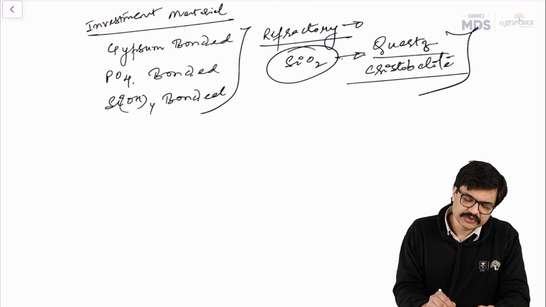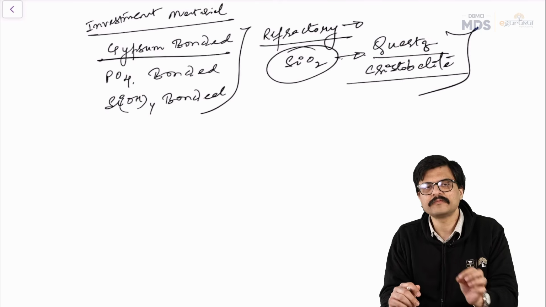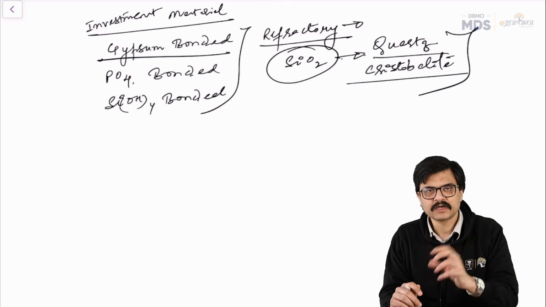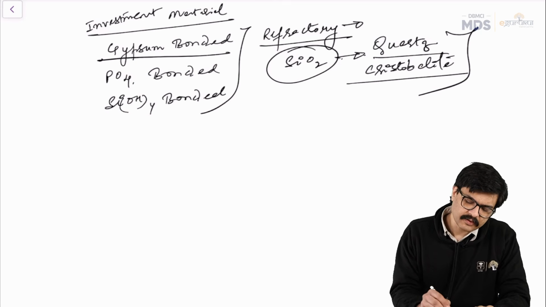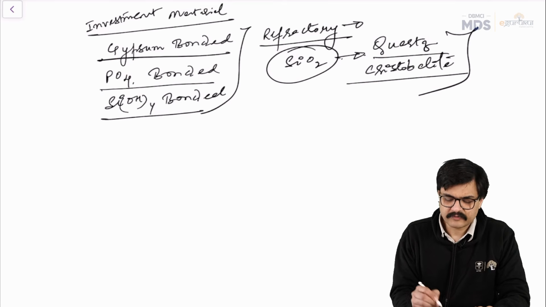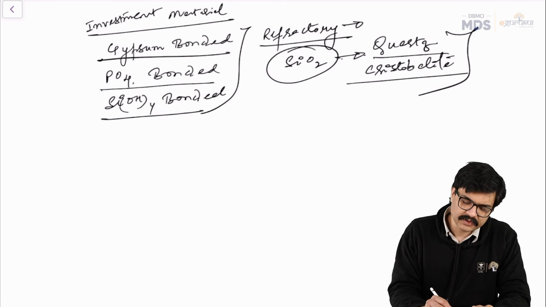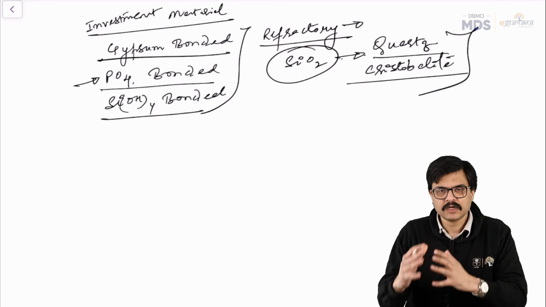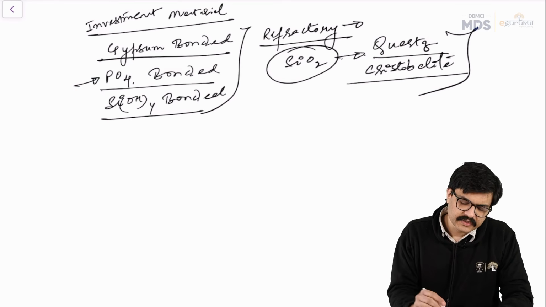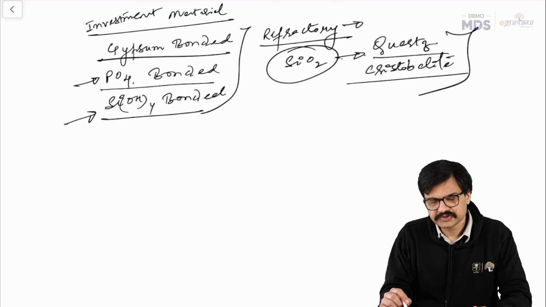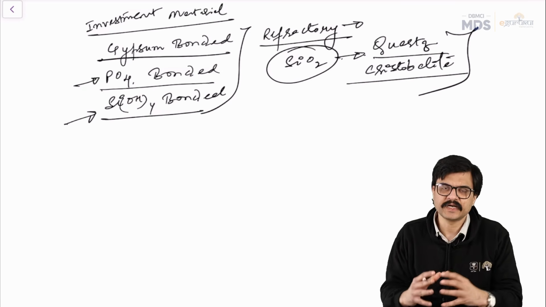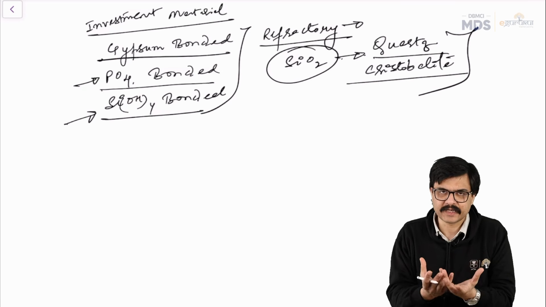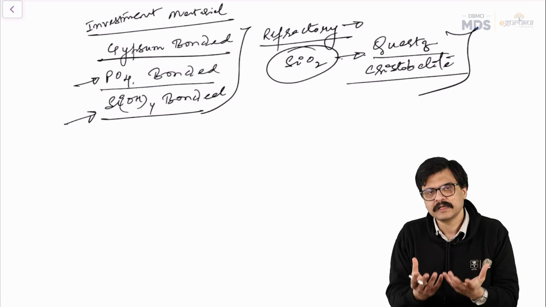Like gypsum would shrink typically between 200 to 400 degrees Celsius, right? Because the crystal form of gypsum slightly changes, right? Then phosphate bonded and silicate bonded would also shrink. Say for example, phosphate bonded also typically shrinks at higher temperatures between 400 to 700 degrees Celsius. Silicate bonded undergoes green shrinkage. So all that shrinkage has to be compensated for by expansion, so that ultimately the casting that you get, the restoration that you get, is of the correct size.